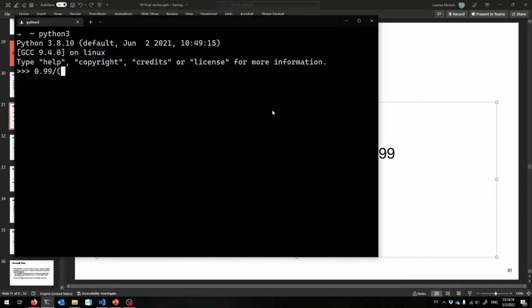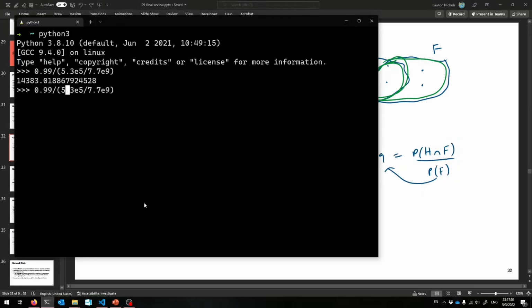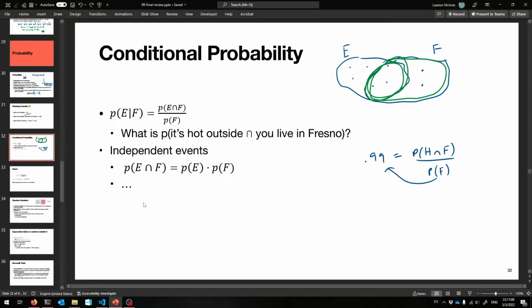So that is 5.3 e to the 5 over 7.7 e to the 9. That many billion people. Oh, sorry, I was supposed to multiply. That's how you bring that thing over to the other side. It's not divide, it's multiply. That looks better. So like 6.8-ish e to the negative 5. Times 10 to the negative 5. So that's a very small probability, apparently, given my made-up things.